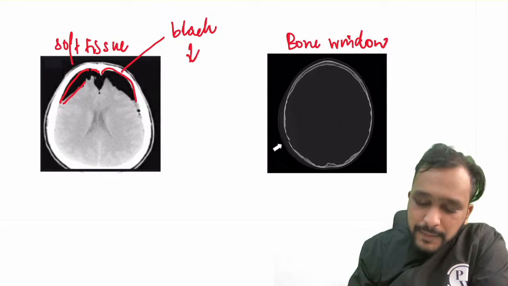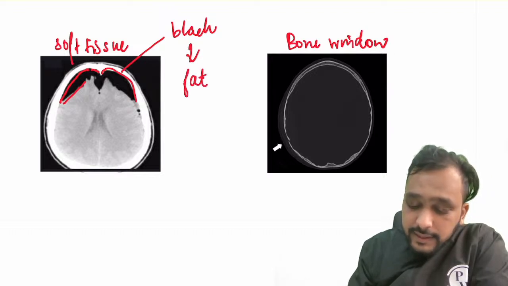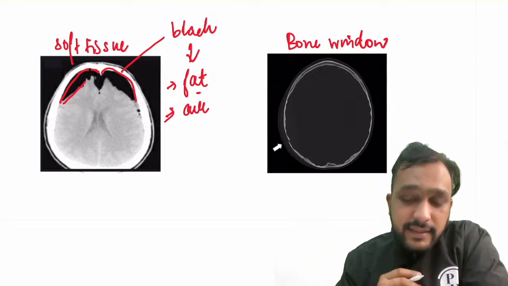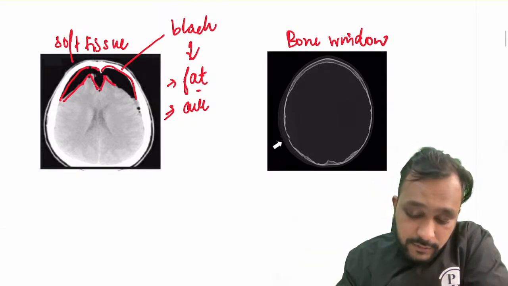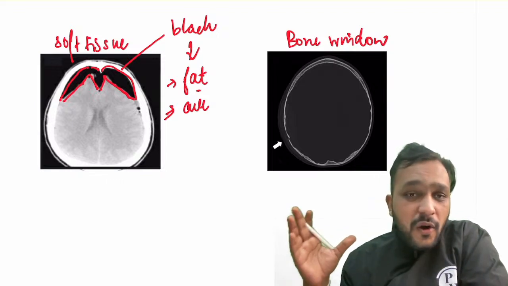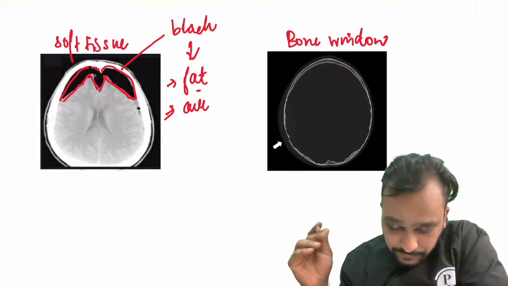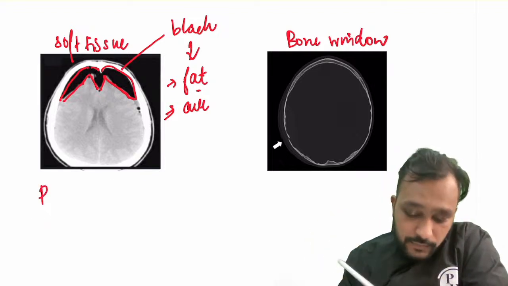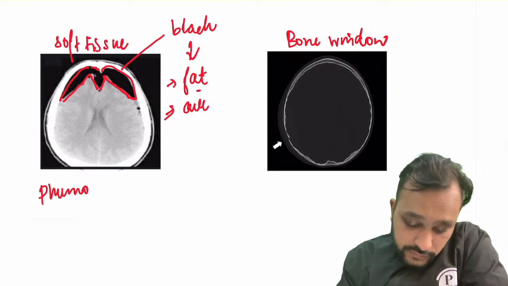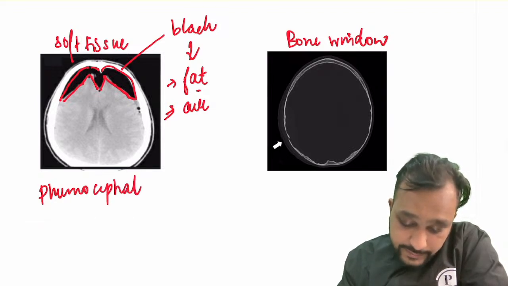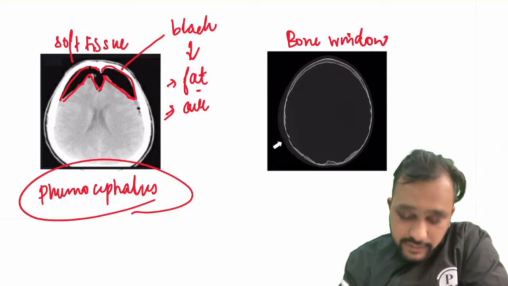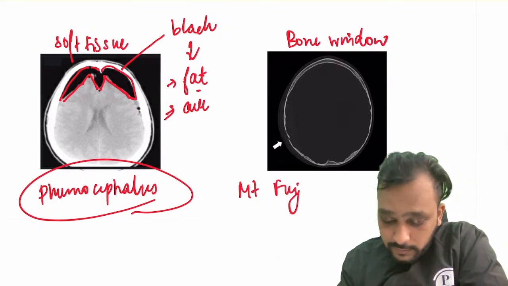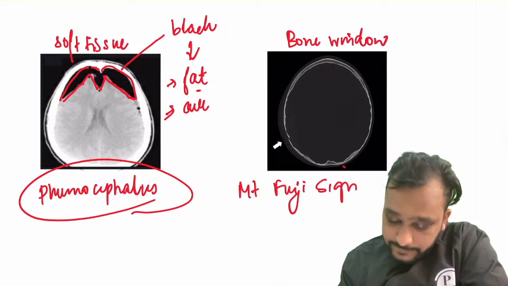There are two things which appear black on CT: one is fat and the other is air. So fat is unlikely in this area, so this is air, the air which is present within the extraaxial spaces of the bilateral frontal lobes. So guys, this air is coming due to the fracture of the frontal bone, right? Because of the fracture, air has entered the extraaxial spaces, and this is known as pneumocephalus. The name of the sign is the Mount Fuji sign.